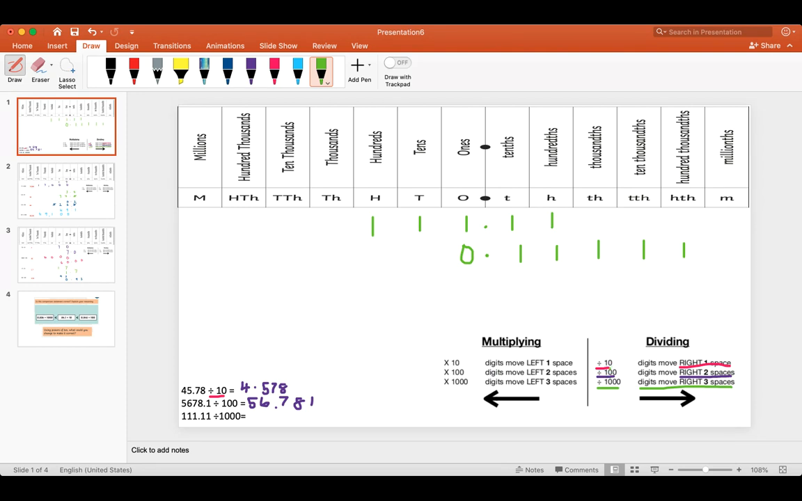So when we divide by 10, 1 zero. When we're dividing by 100, 2 zeros, we're moving 2 spaces. And when we're dividing by 1,000, we move 3 spaces. So let's just put our answer in here: 0.11111. And that's how we divide by powers of 10.